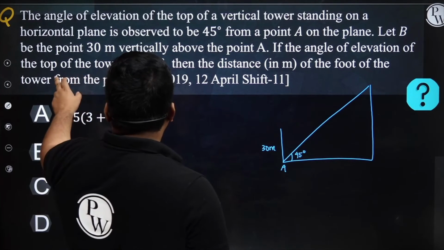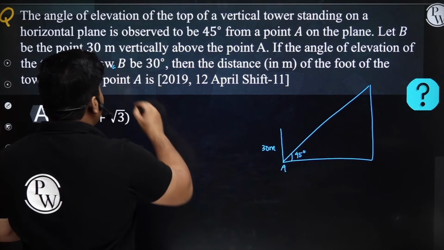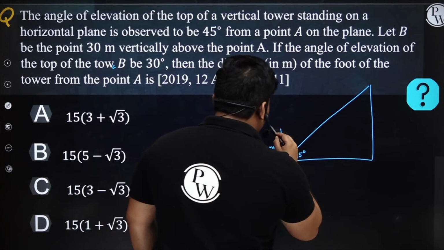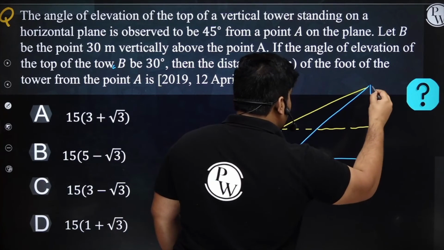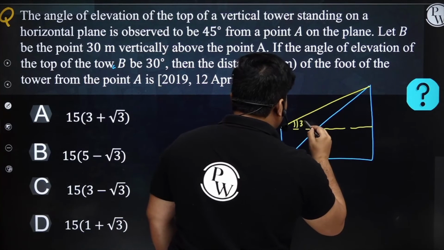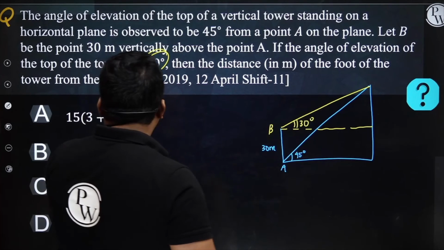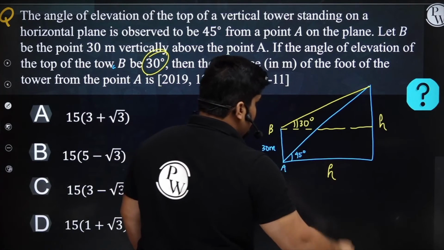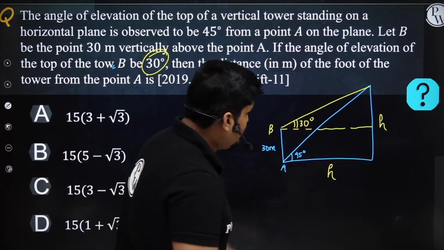Now the angle of elevation of the top of the tower from B is 30 degree. This is the tower here. So from this point B, the angle of elevation is 30 degree. Then we need to find the distance of the foot of the tower from the point A. We need to find this H. This is tan 45, so these two lengths will be equal to H and H.